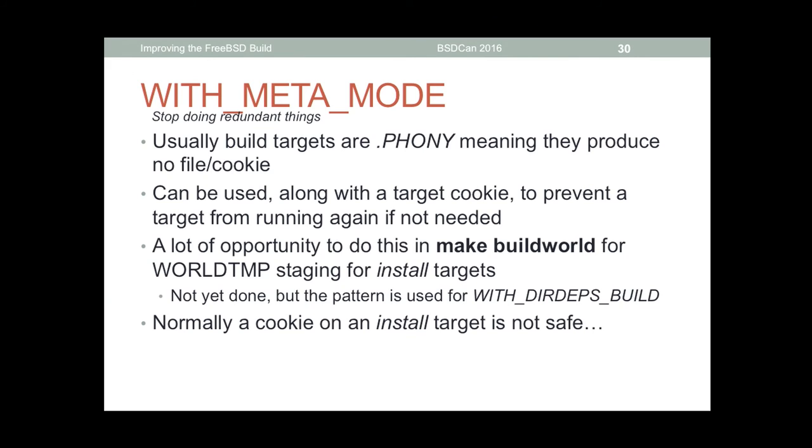If you've already installed something to a staging directory, you can prevent installing it again because it's already there. And normally you want an install target to always run, so you don't want to create a cookie for an install target. But with MetaMode, we can create a cookie for the install target because it can see what files were written. So if that file is missing, it knows to rerun it. And if a source file has changed, it knows to rerun the target.